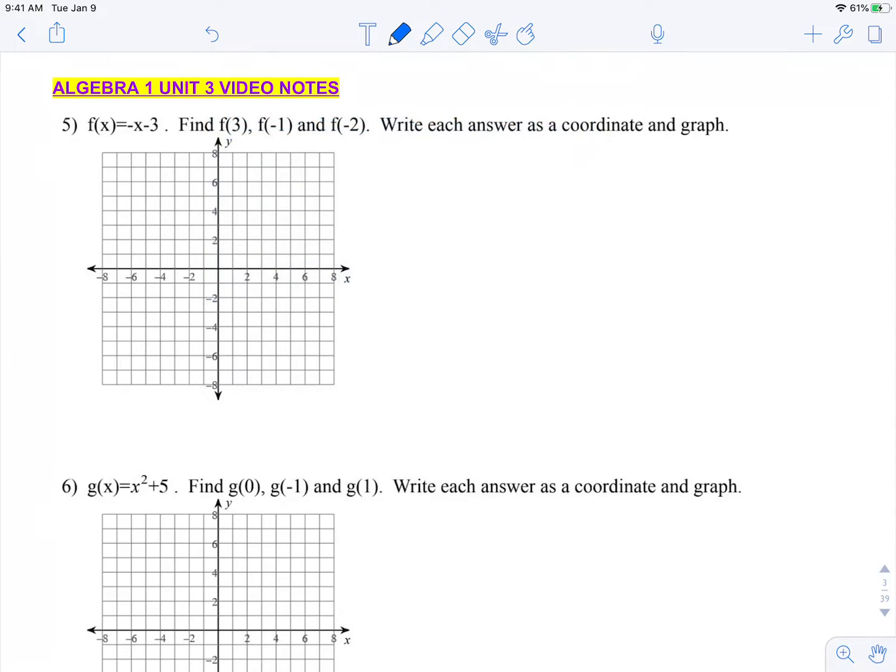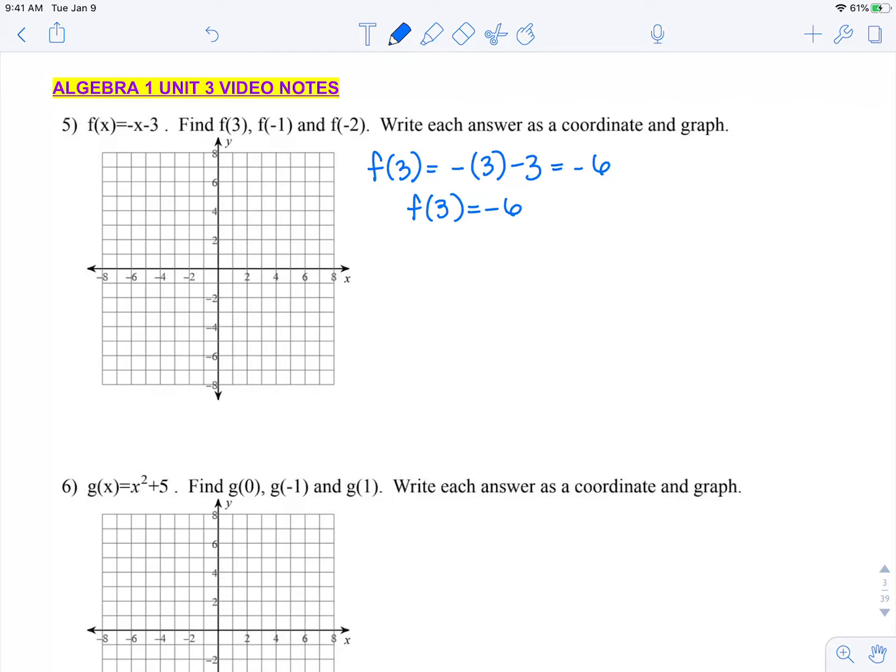Okay, so the first thing I want to find is f of 3. That means I'm replacing x with 3. So that's going to be negative 3 minus 3, which is negative 6. So that tells me f of 3 equals negative 6.